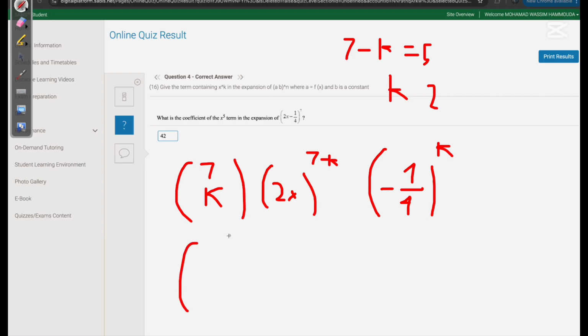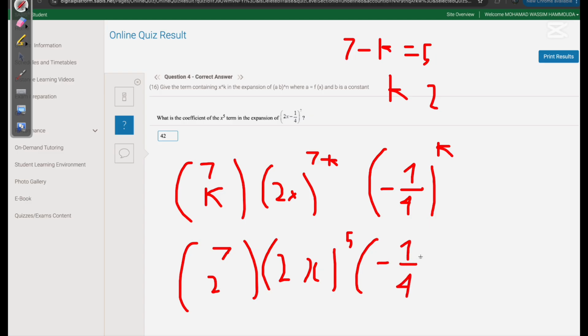So 7c2 times 2x to the 5 times negative 1 over 4 squared. So again, 7c2 times 2 to the 5 times negative 1 over 4 squared, all of that squared, which will give us 42.